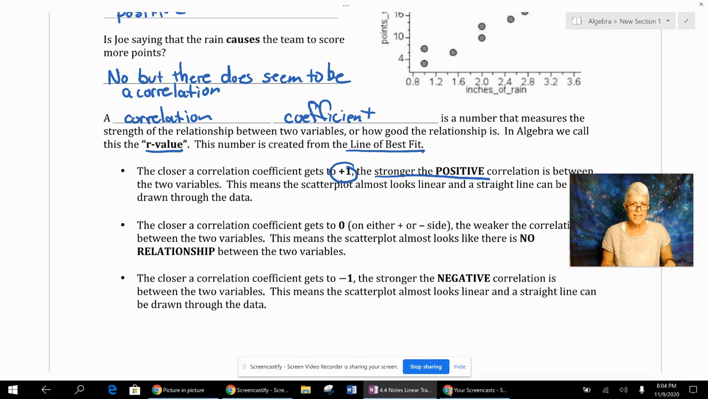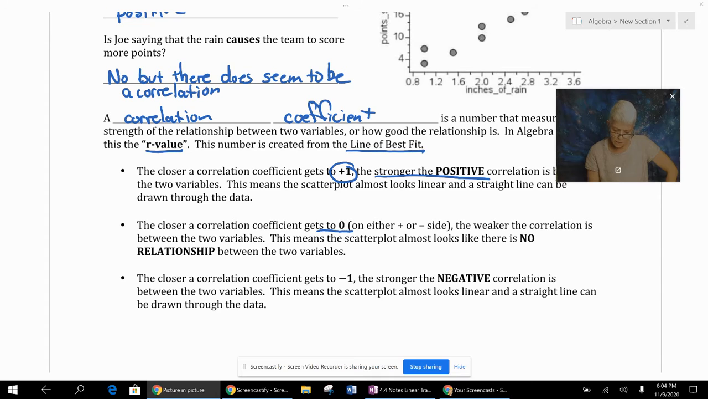This means that the scatter plot almost looks like a straight line. And that means I have a bunch of dots, but they're so close together you could almost connect them like a straight line.